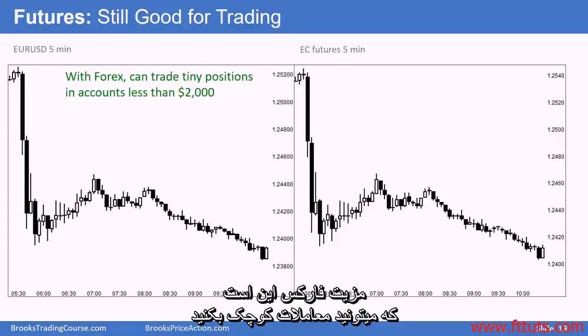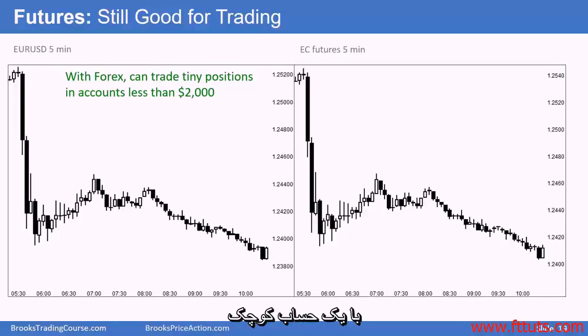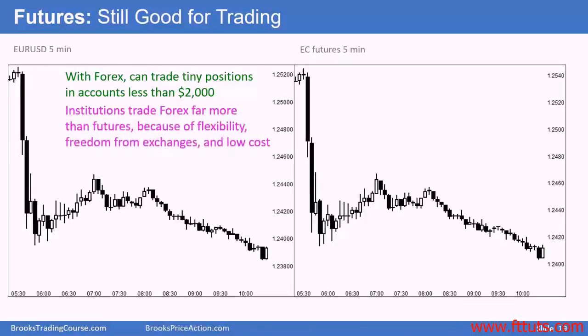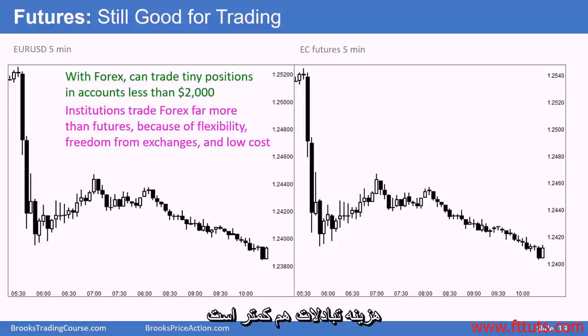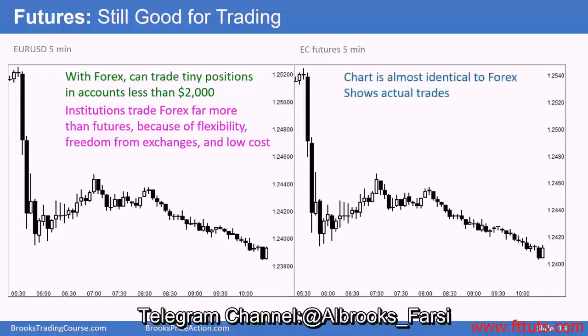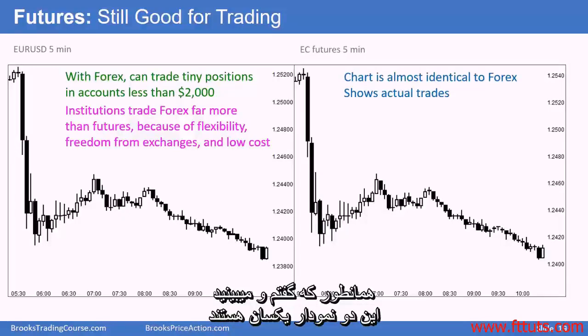The advantage of the Forex market, one of the big advantages, is that you can trade tiny positions. You can trade with very small accounts. Institutions prefer trading the Forex market to the futures market because of the flexibility. Also, they don't like to be monitored. They want privacy. They don't want regulation, so they avoid exchanges. And the transaction costs are low. And as I said, if you look at the two charts, the charts are virtually identical.